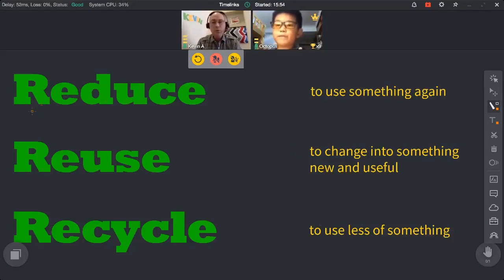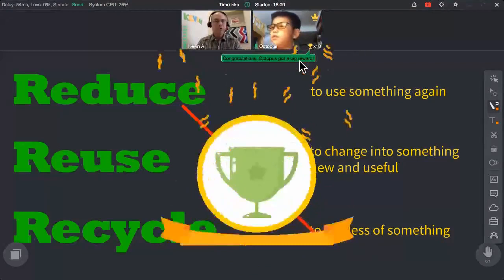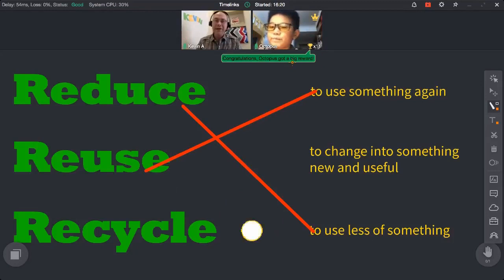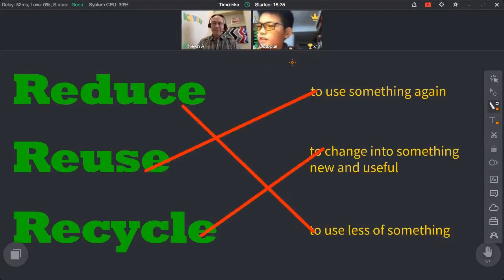Reduce means to use less of something. Perfect. Okay, what about reuse? Reuse means to use something again. Yeah. And recycle? Recycle is to change into something new and useful. Yeah, very good.